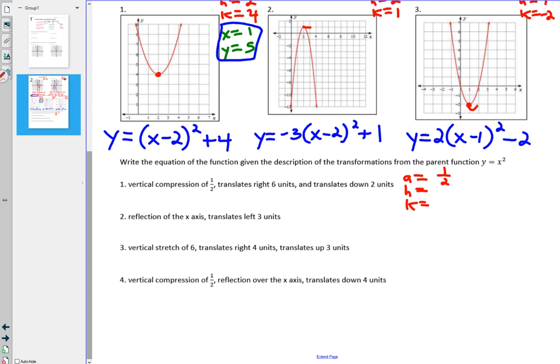It doesn't mention a reflection, so it stays positive. If I'm going to go 6 units to the right, what does that mean? H is 6. Good. If I'm going to go down 2 units, what does that mean? K is -2. So now when we substitute, y equals 1/2, parentheses x minus 6. Remember that for h, you got to change the sign when you put it into the equation. Squared minus 2.